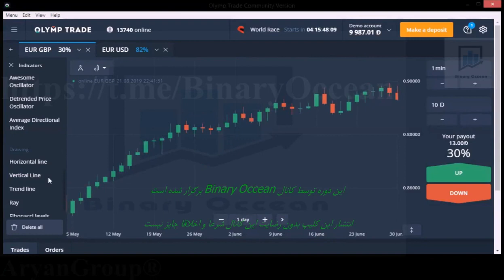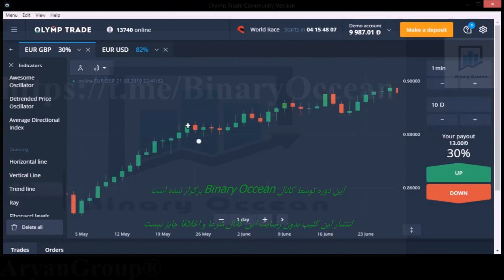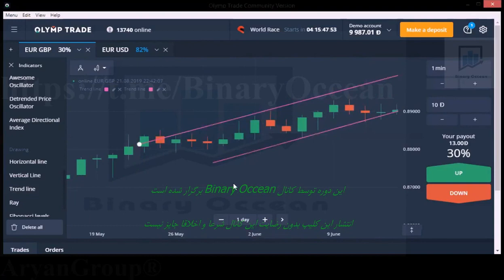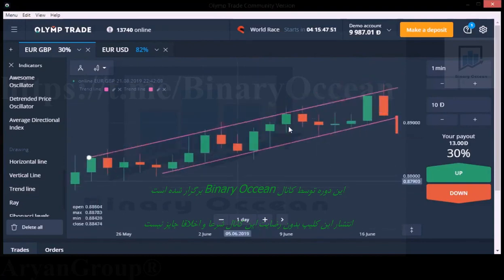Okay, here also we have an opportunity. If you draw this trend line here, then you will get some entry points. These are the entry points here. Okay, these are the entry points.